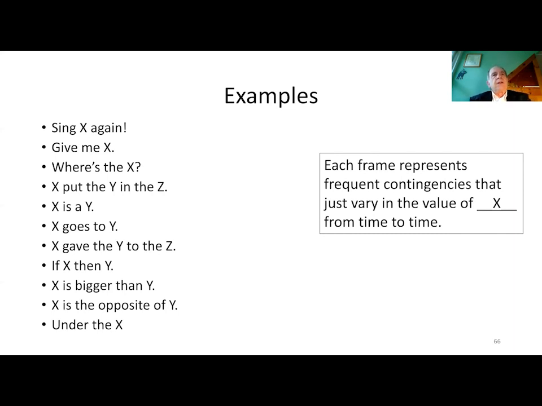Here are some examples of frames that are extracted from my own experience with my own kids. Sing X again was an extremely high strength frame in my daughter Lindsay's repertoire. Give me X. Where is the X? Put the Y in the X. Put the Y in the Z. X is a Y. X goes to Y. X gave the Y to the Z. If X, then Y. X is bigger than Y. X is the opposite of Y, under the X, and so on. Now, each frame represents frequent contingencies that just vary in the value of X from time to time. In Sing X again, every time you sing a little song to your 3-year-old, you're going to hear this demand that you sing it again. And it could be a different song every night or every occasion.